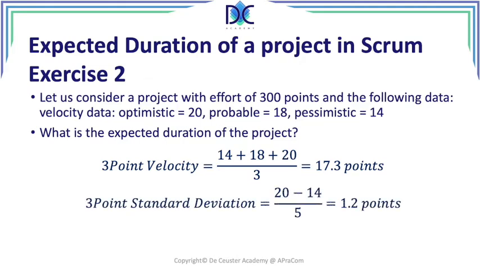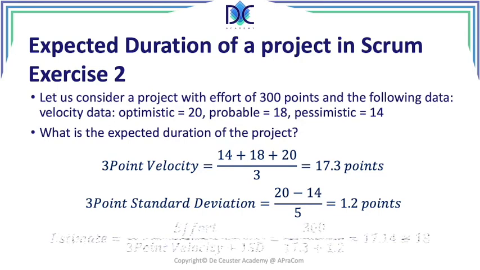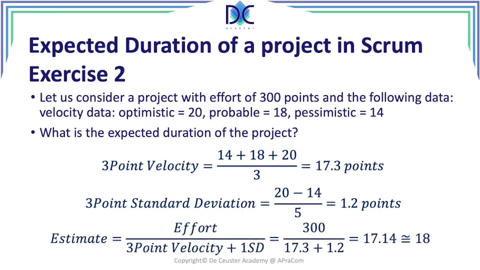3-point standard deviation. Now we take 20 minus 14 divided by 5, which is 1.2 points. It's always a positive number. And in this case, we can say that the new estimate is the effort divided by the 3-point velocity plus 1 standard deviation. So we have 300 divided by 17.3 plus 1.2, which is 17.14. Of course, we cannot have 17.14 sprints, so we round up and we say we will have 18 sprints.